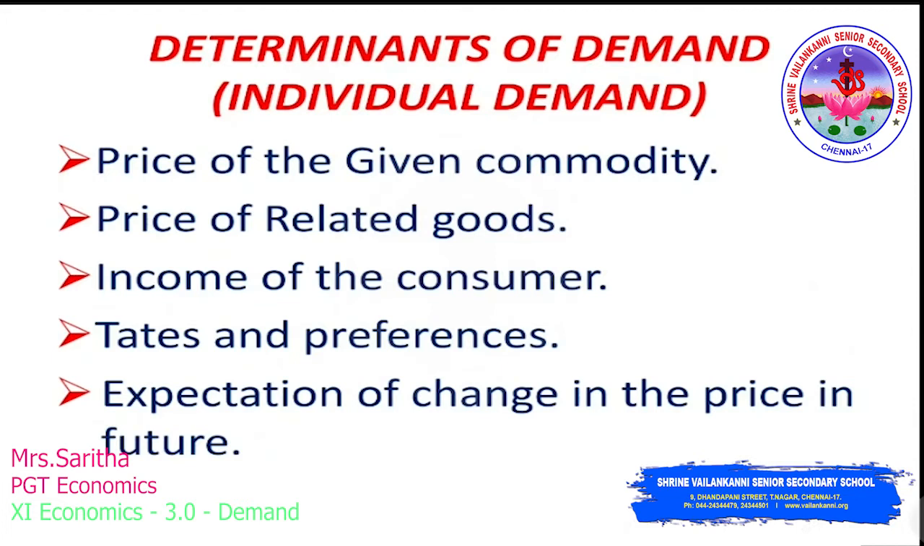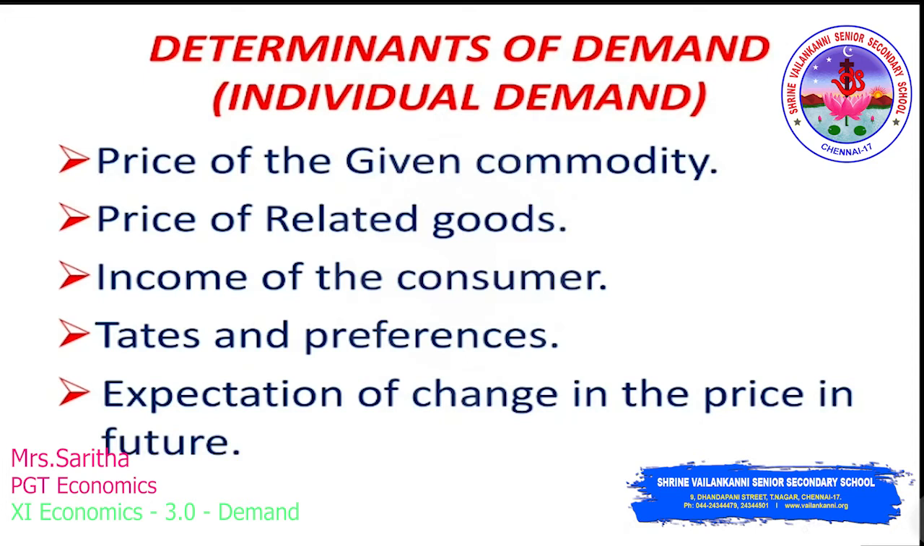The second one, price of related goods. Demand for the given commodity is also affected by change in price of the related goods. There are related goods of two types. One, substitute goods. Second one, complementary goods. Substitute goods are those goods which can be used in place of one another for satisfaction of a particular want, like tea and coffee. An increase in the price of a substitute leads to an increase in the demand for the given commodity, and vice versa.